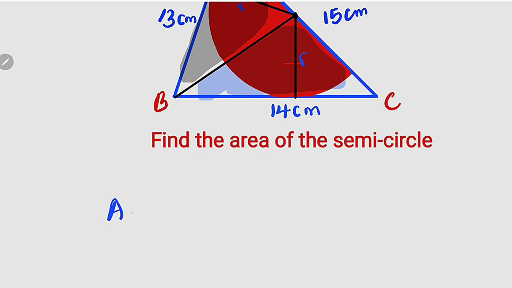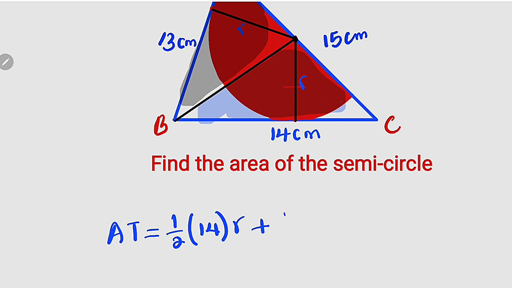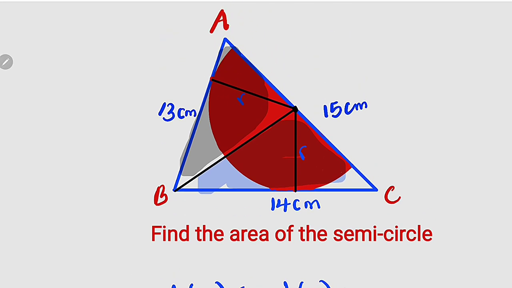So the area of the triangle, let me call it AT, equals, let's start with this triangle, half, the base is 14, and the height is the radius. Then plus the other one, which is also half, the base, which is 13, multiplied by the radius, which is the height. So this is the area of the triangle. And because the three sides are given, we can use Heron's formula to find the area of that triangle. So let's do that.